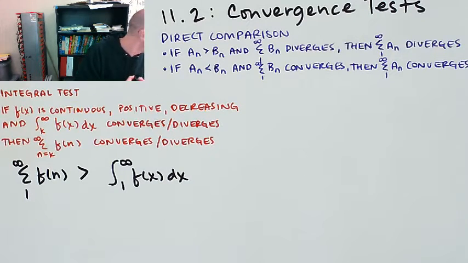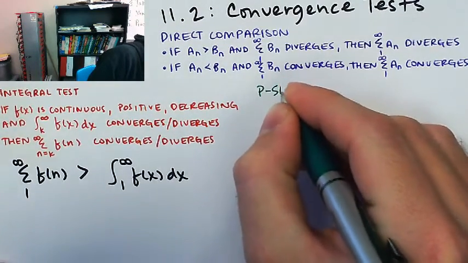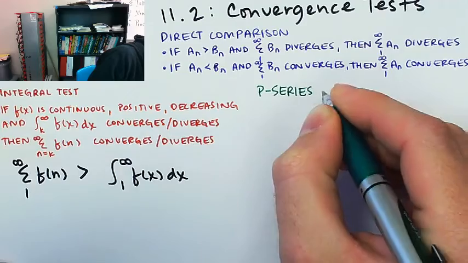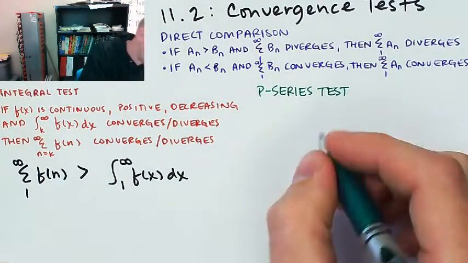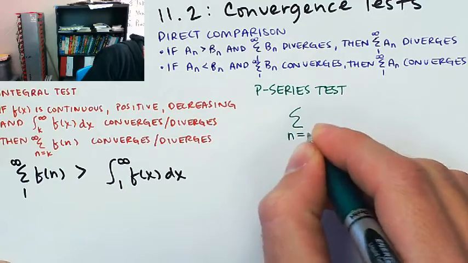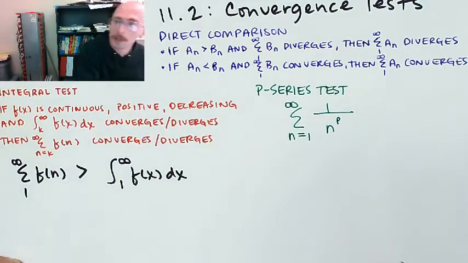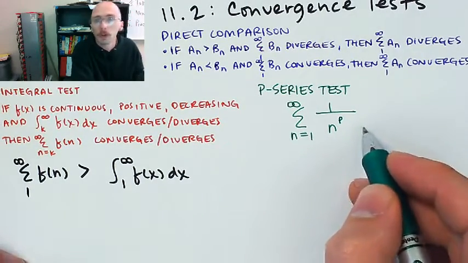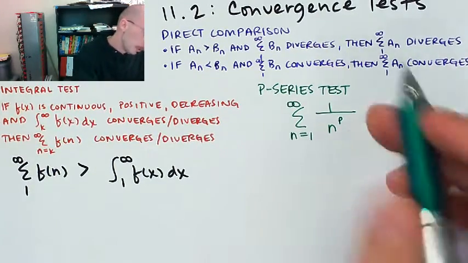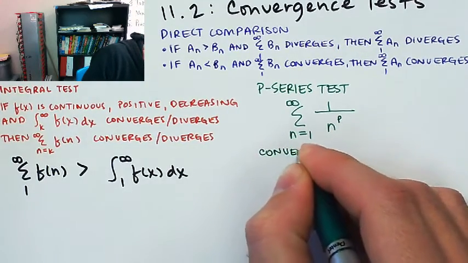Okay, the next one is the p-series test. I don't think I need to pause. This won't take too long to write. First, you need to know what a p-series is. A p-series has a 1 in the numerator and a power of n in the denominator. Anything else, it's not a p-series. If you have n to the p plus n to the q or something, not a p-series. This is a p-series. This converges when p is bigger than 1.